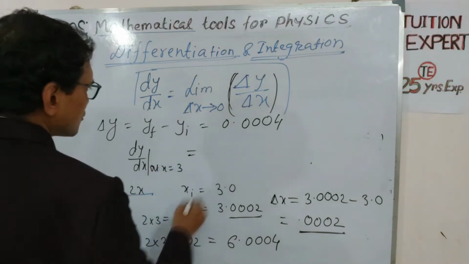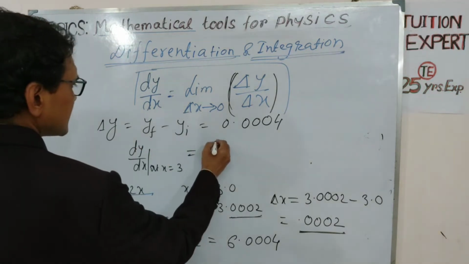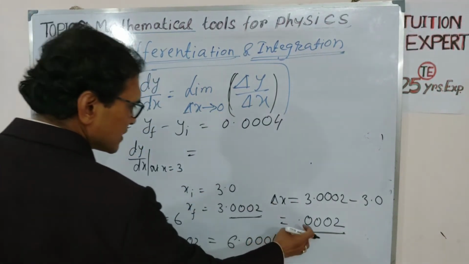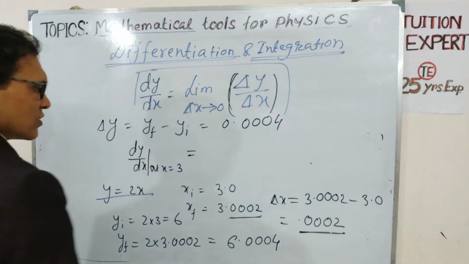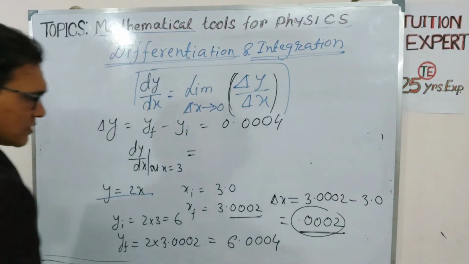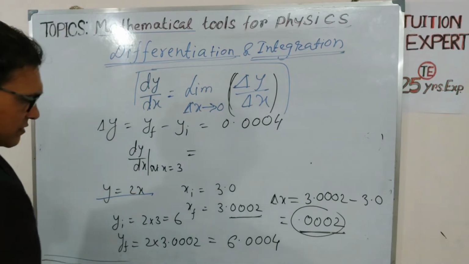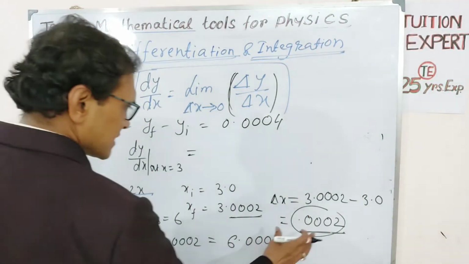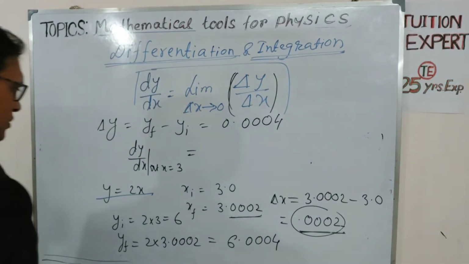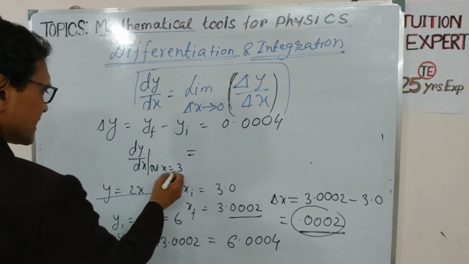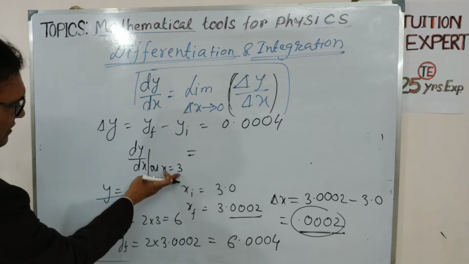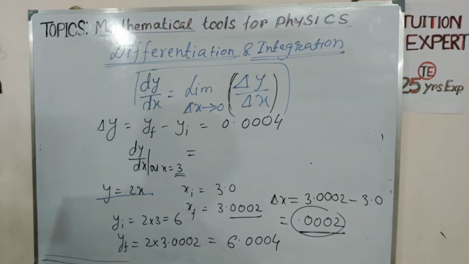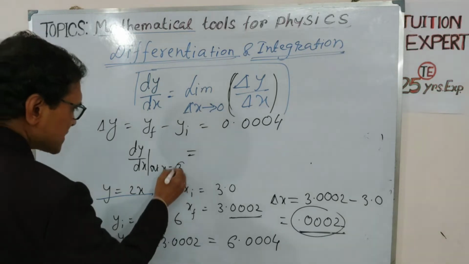Now we can write dy by dx at x equal to 3 equals change of y over change of x. Now we take del x as very small. Del x tends to 0, so this is a small value. This should be even smaller, but just assume del x equal to this. Now dy by dx at x equal to 3 means we change the value of x from this value.